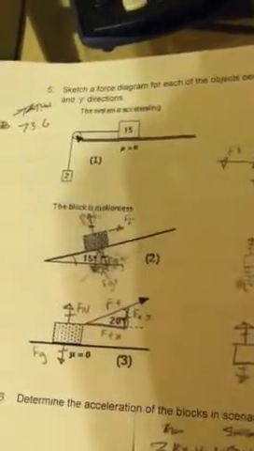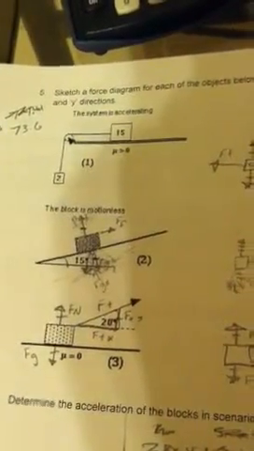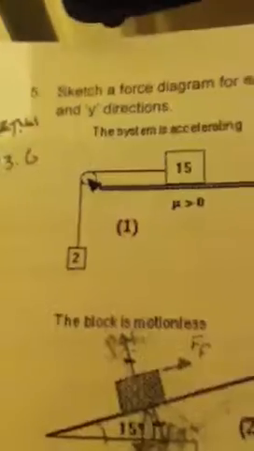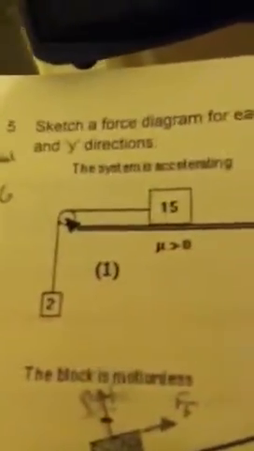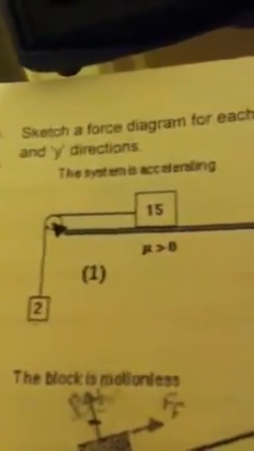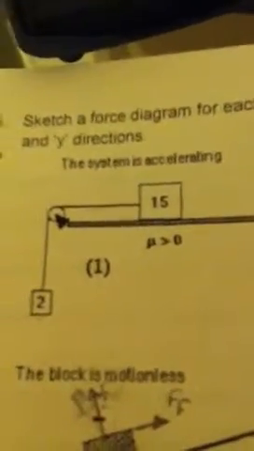Okay, so number 5 of these says to write force diagrams and force equations for each one of them. So this is obviously the longest problem ever. For the first one, we'll look at this. It says just by looking at it, the system is accelerating, so there's going to be a net force somewhere.